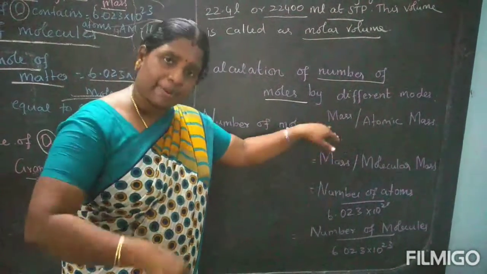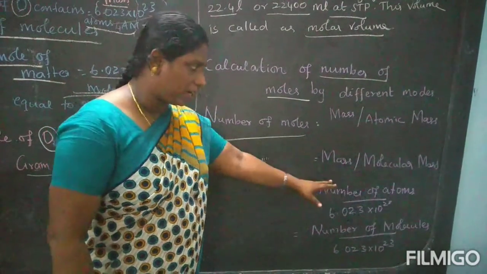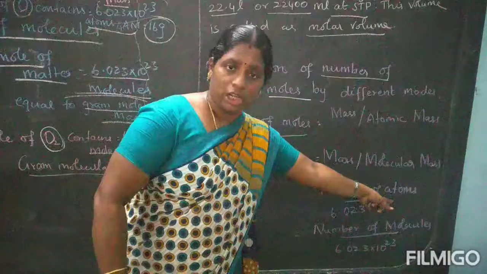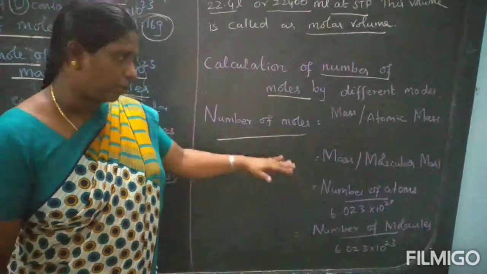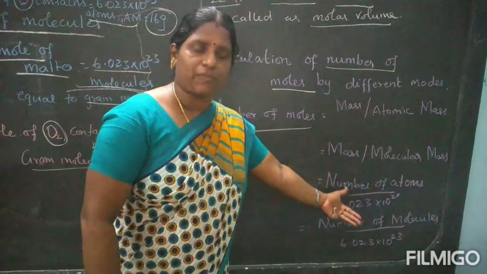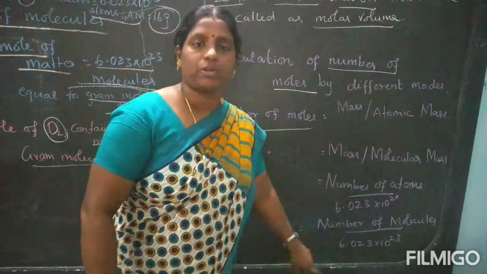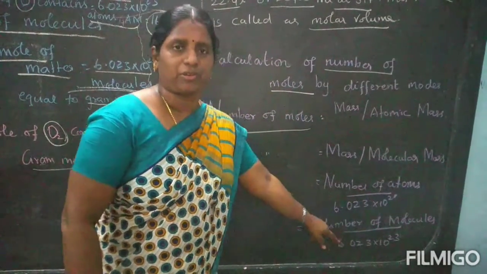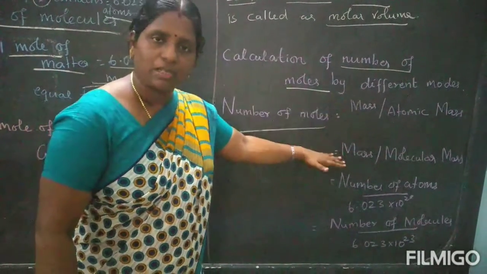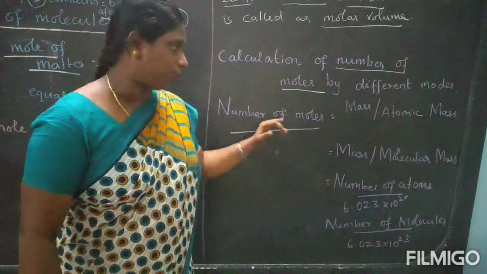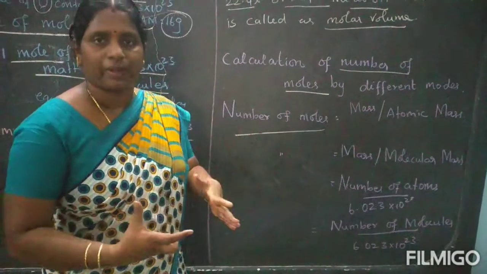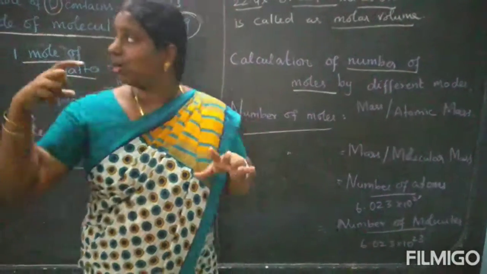If the question contains the number of atoms, you calculate the number of atoms divided by Avogadro number, 6.023 into 10 to the power 23. If you substitute those values, you get the number of moles. Finally, if the question contains the number of molecules, number of molecules divided by 6.023 into 10 to the power 23 also gives the number of moles. These are all the formulas we use to find the number of moles present in any particular element or compound like water. So these are the concepts.